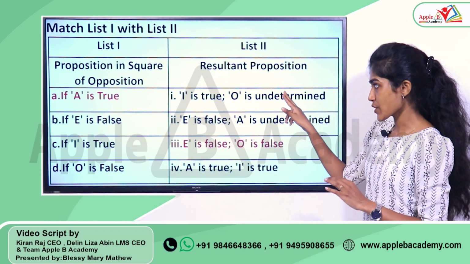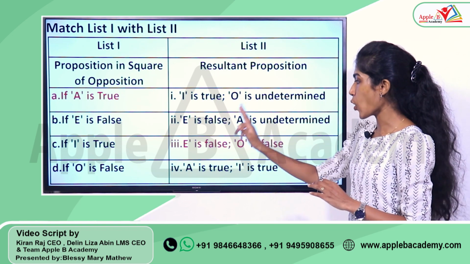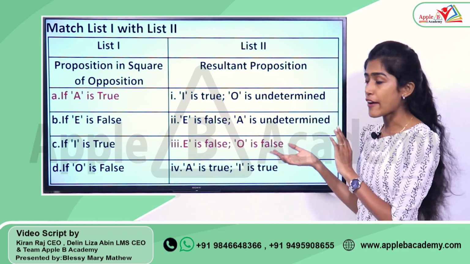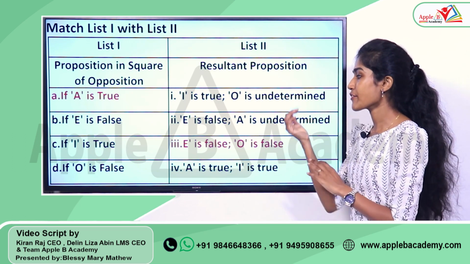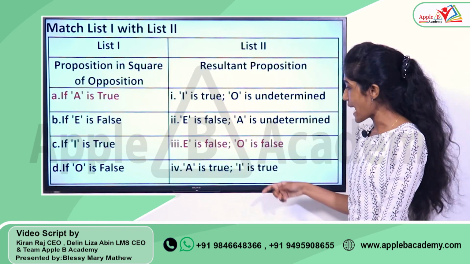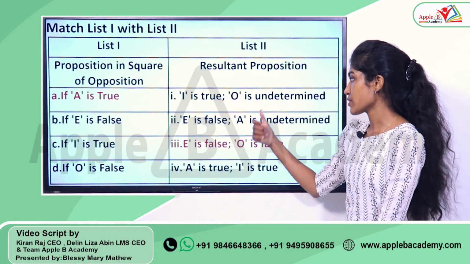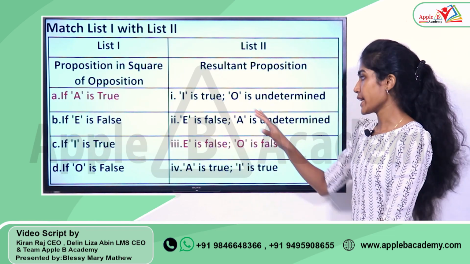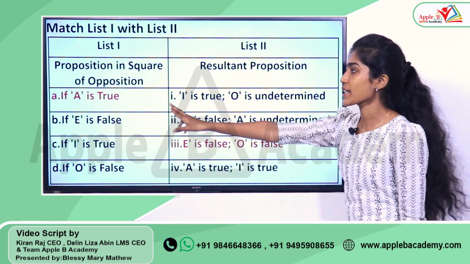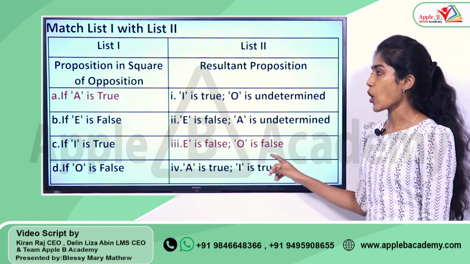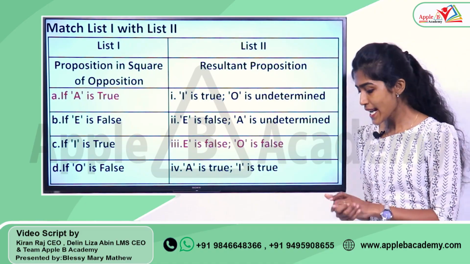In these 2 options, we have I, O, E as well, and considering what we have discussed so far, we can say that if A is true, then E is false, A is false, and O will also be false. Here it says that O is undetermined, that is wrong. In that case you can just eliminate this option and you can connect option A with option 3. If A is true, E is false, O is false. Okay.